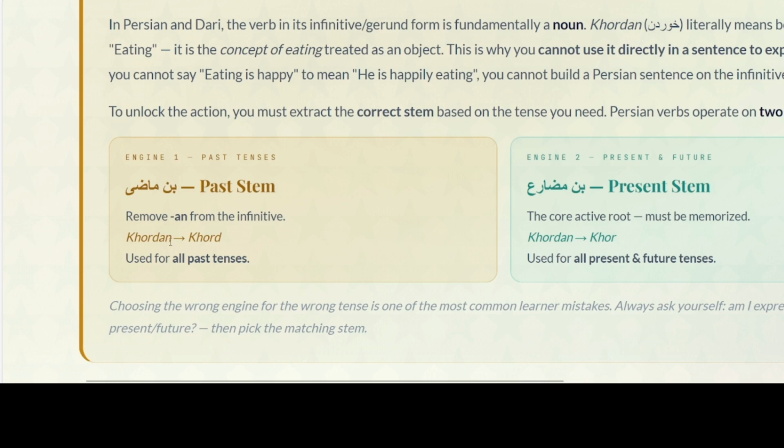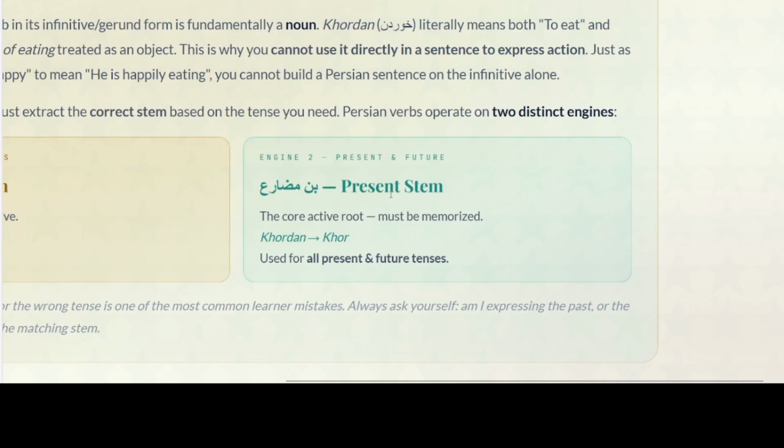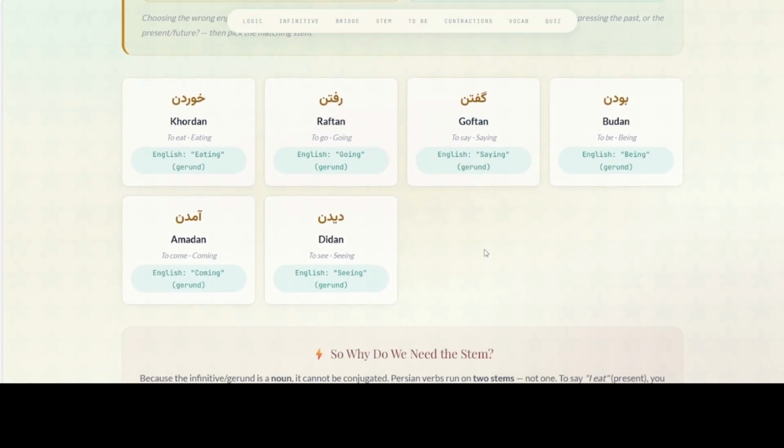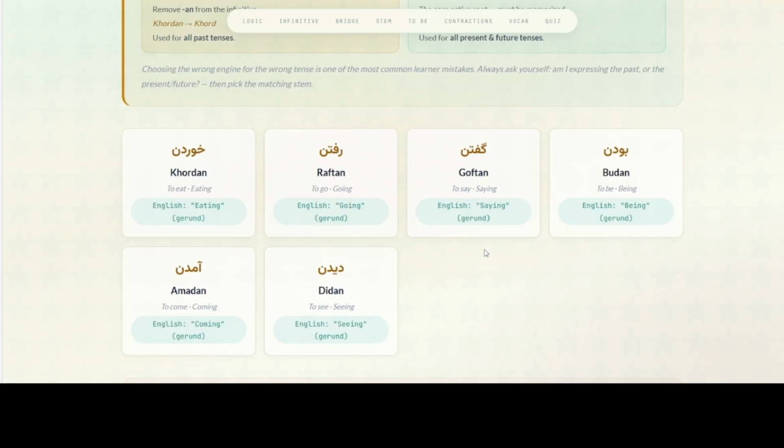And I told you, any word that ends with an, we call them infinitive or gerund, and if you drop that an, then you can find the past stem and use it for past tense. But what about the present tense? Here you need the present stem, but you have to memorize it. It's something that you should memorize. Here we have some examples of gerund or infinitive, and again, as you can see, they all end with an, like raftan, to go, khordan, to eat, goftan, to say, budan, to be, didan, to see, and amadan, to come.